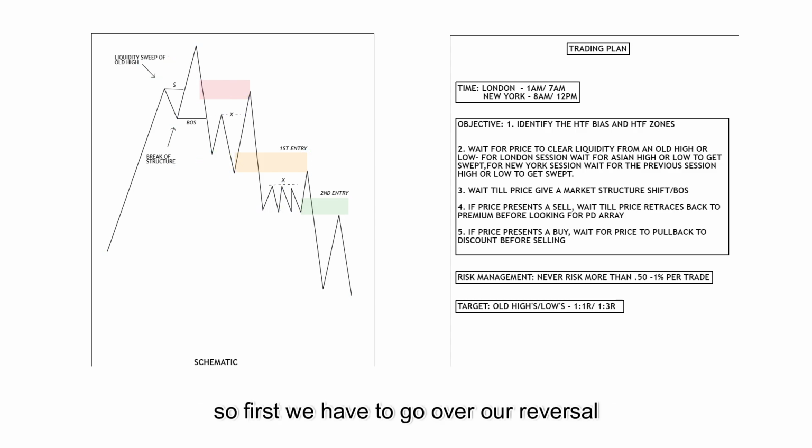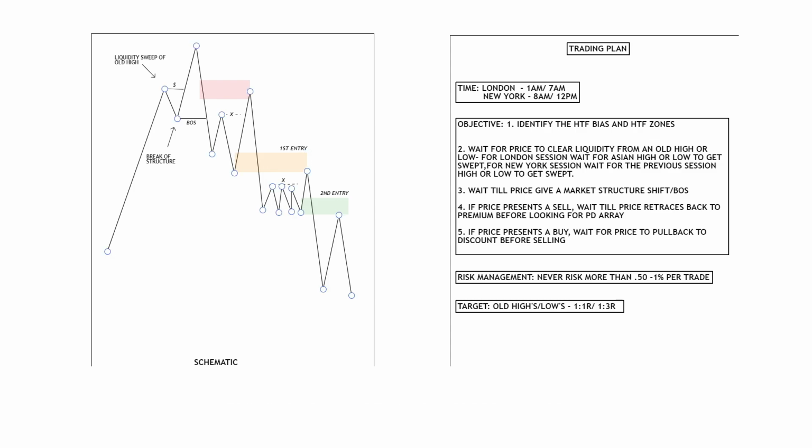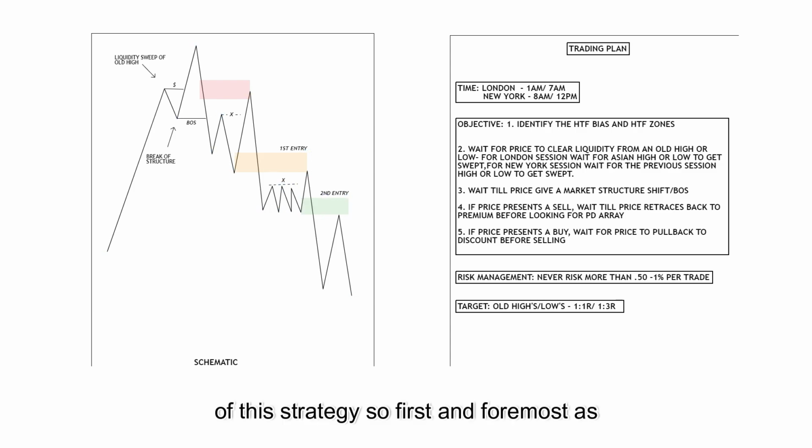First, we have to go over our reversal. We're not trying to catch a reversal because the reversal will always try to trick a lot of traders. Us, we will be more aligned and wait more patiently for the continuation of this strategy. So first and foremost, as you can see, price gave a liquidity sweep of this old high and gave us a breakup structure of the low that did the liquidity sweep.